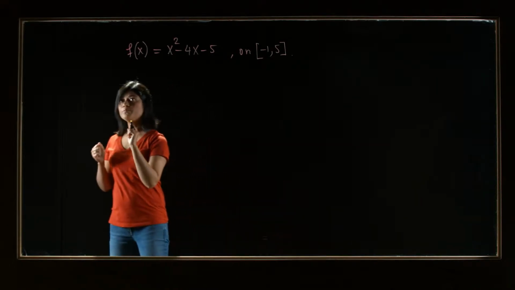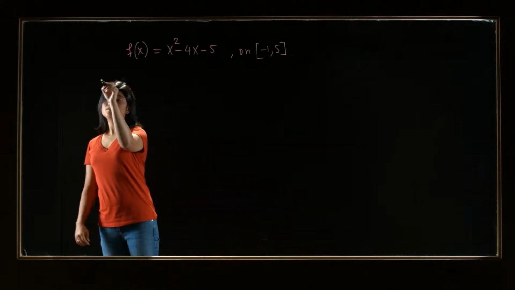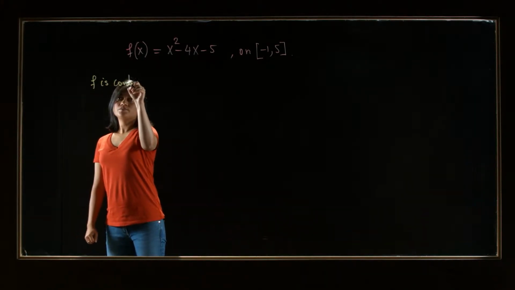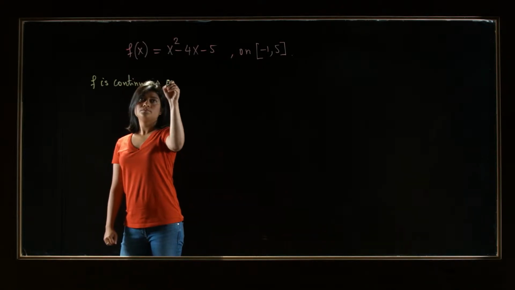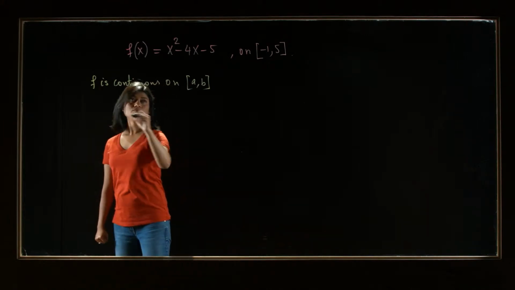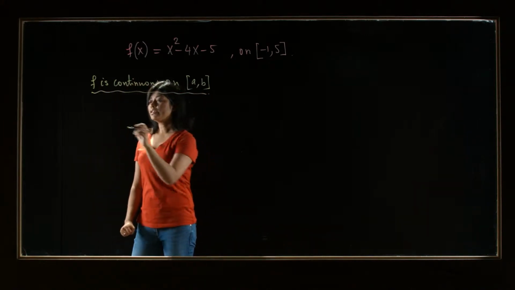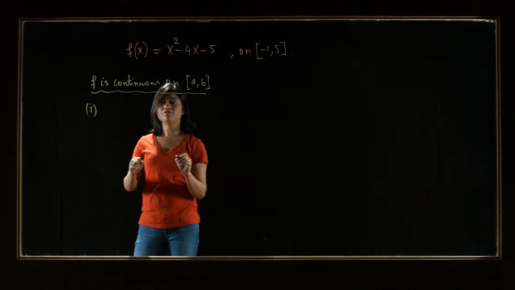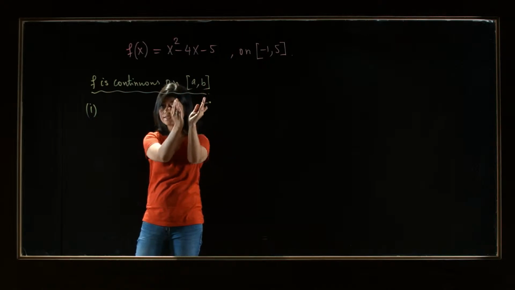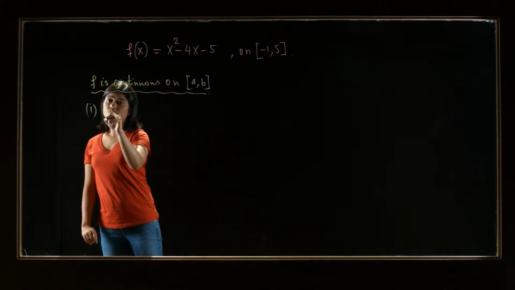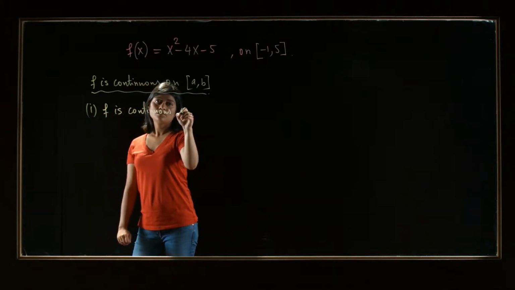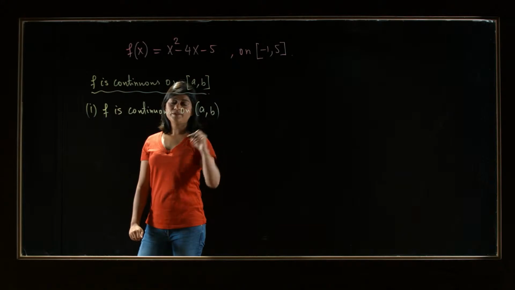So let me remind you, what does it mean by a function being continuous on a closed interval? Say the closed interval is some a comma b. First we have to make sure f is continuous inside the open interval, so everywhere inside the interval. So the first point is f has to be continuous in the open interval a, b.